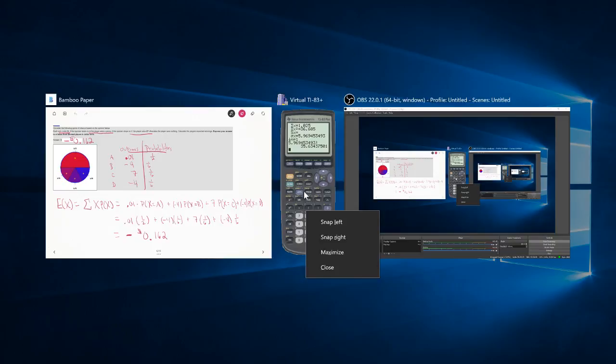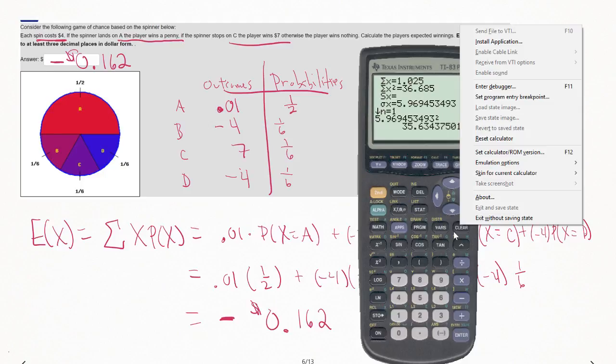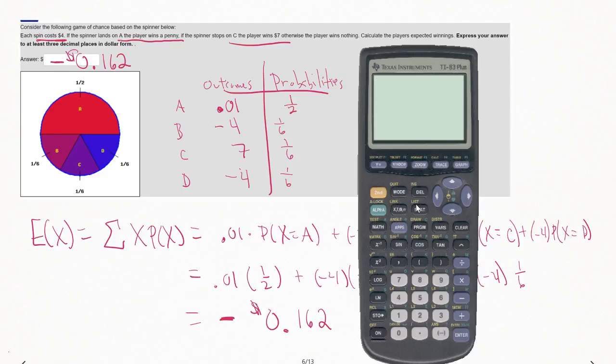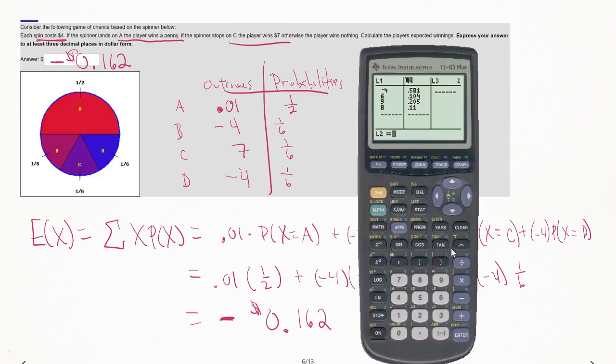Okay. Just want that. Let me slide that on over. Okay. Oh, come on. There we go. So stat, edit. Oh, come on. Alright, so in our first case, remember we want to list our outcomes. So we have 0.01. Oh, that had a 3 listed there. Let's try this again. 0.01.